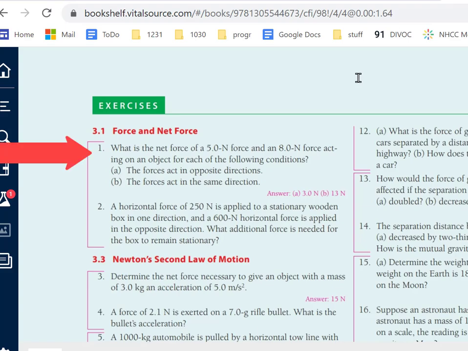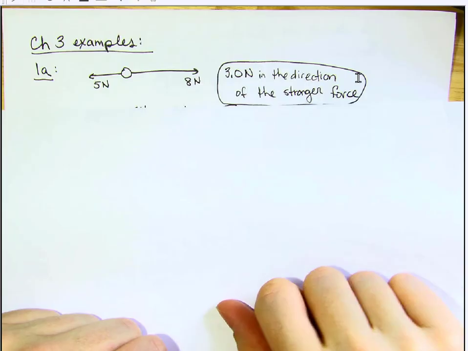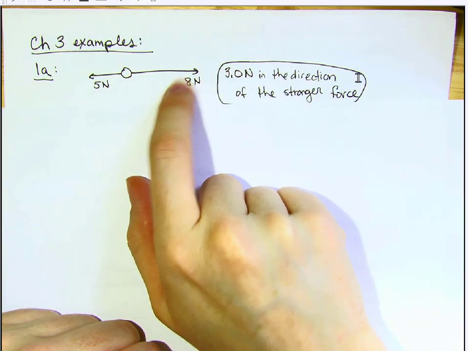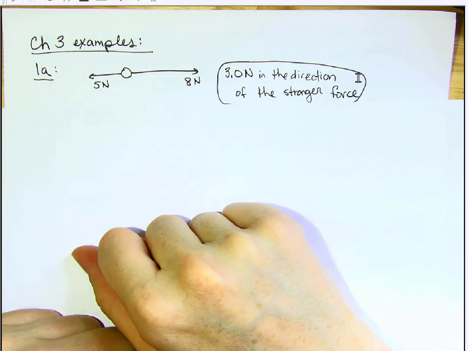For an example, let's do number 1. What is the net force of a 5 Newton force and an 8 Newton force acting on the object for each of the following conditions? The forces act in opposite directions, and the forces act in the same direction. So here I have an object, and an 8 Newton force acting in one direction, and a 5 Newton force acting in the opposite direction.